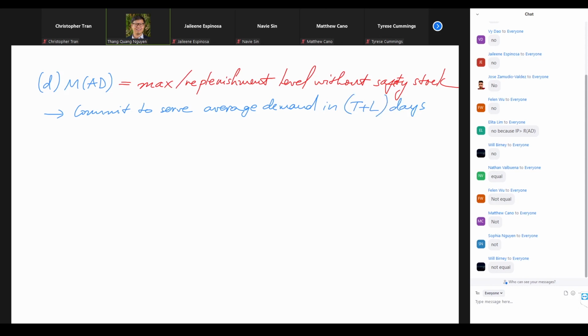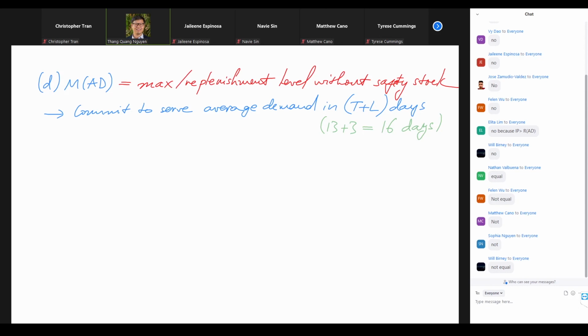Why T plus L days? If we have plenty of stock today, we don't have to make any order. So we have to wait for T days, which is 13 days, right? Let me be a little bit more specific here. T is 13 days, L is 3 days. So we talk about the time horizon of 16 days here, right? So if we have plenty of stock today, we don't need to order anything.